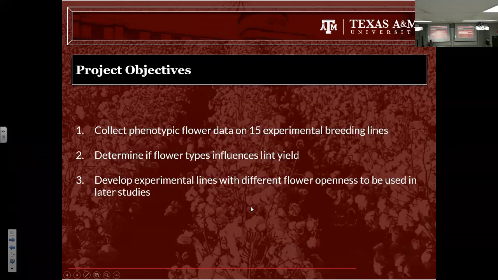So jumping into some project objectives. I'm collecting phenotypic flower data on about 15 experimental lines, determining if flower openness is going to influence lint yield, and developing some experimental lines with different flower openness to be used in later studies.